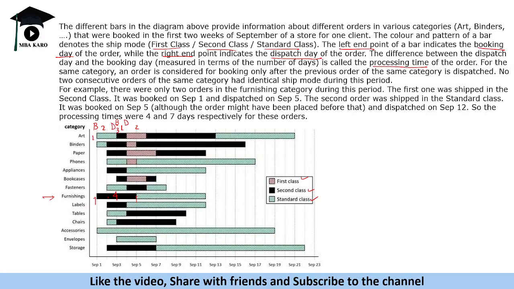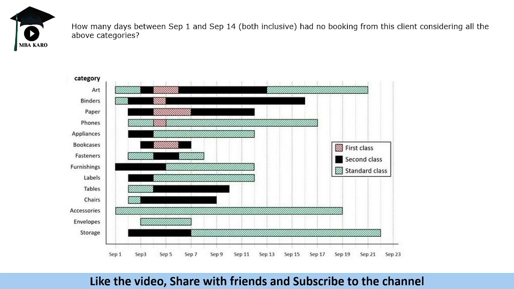Okay. Then the second order was shipped in the standard class. So you can see that green one, that is the standard class, booked on 5th and dispatched on 12th. Right. So the processing time is 7 days. So whatever they have explained in the first paragraph, if you could not understand that, they have again given the same thing later on. All right. So let's look at the questions.